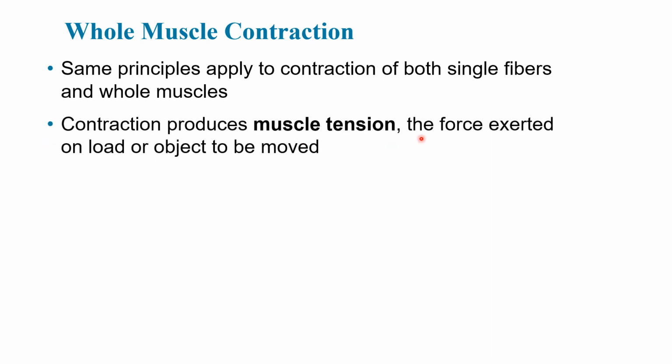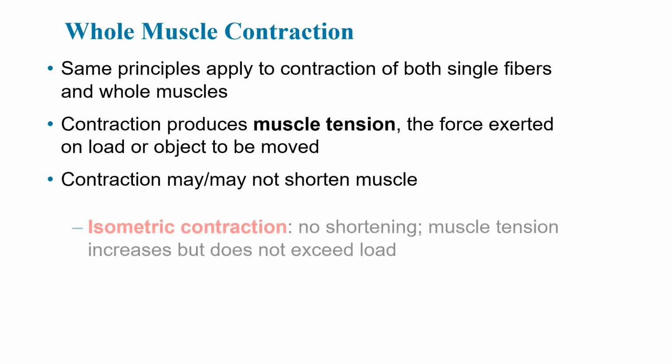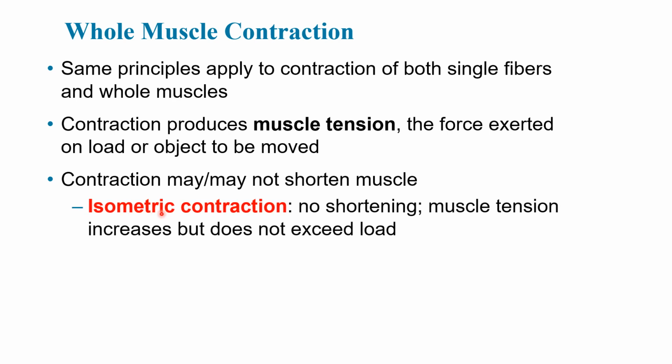So you are producing tension. That's the force exerted on what we call a load. Load is either an object or it can be against another muscle in some cases. Contraction may or may not shorten the muscle. You may generate force, but the muscle doesn't shorten. When the muscle does not shorten, that's known as isometric. And it's in the word. It means same length. Metric means length. Iso means same. So an isometric contraction means that the muscle increases its tension, but it doesn't shorten.